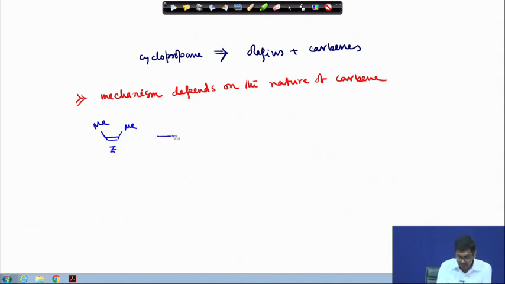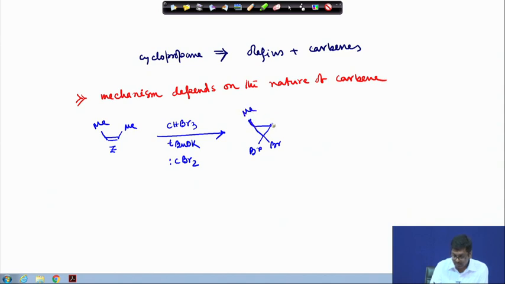Now, if we react it with bromoform in the presence of base, that generates this carbene, dibromocarbene, that gives this cyclopropane ring. Okay. So, here we know that this is a singlet carbene.